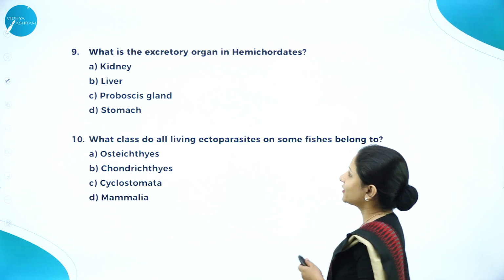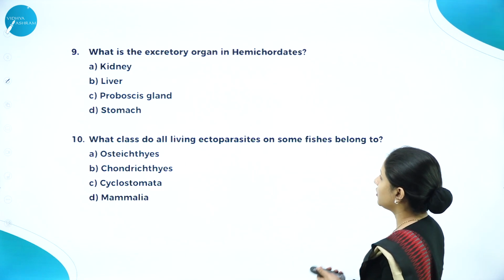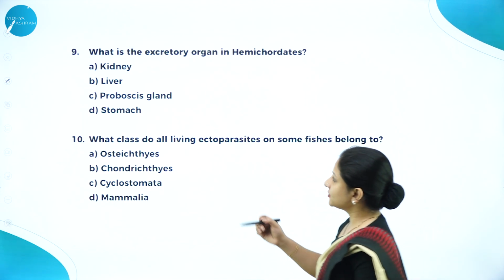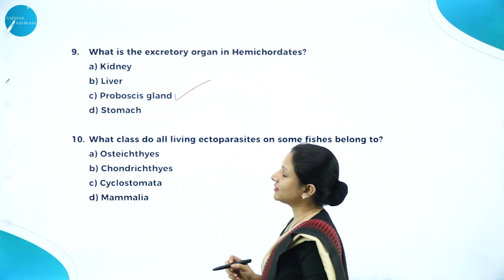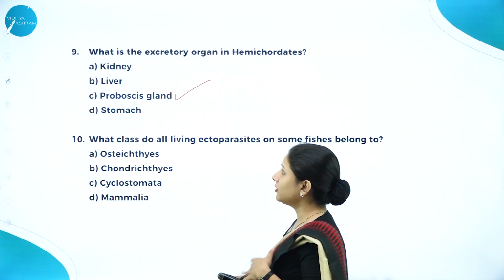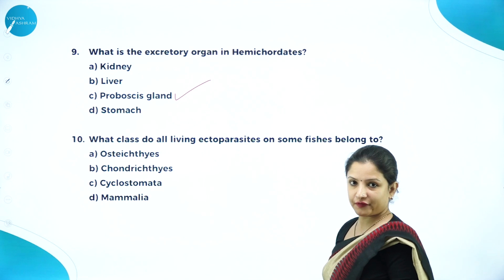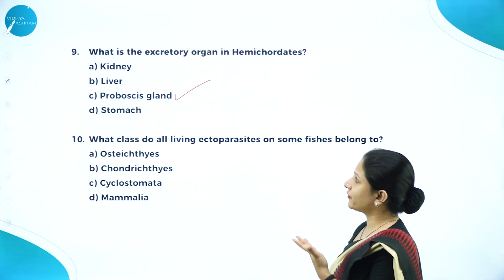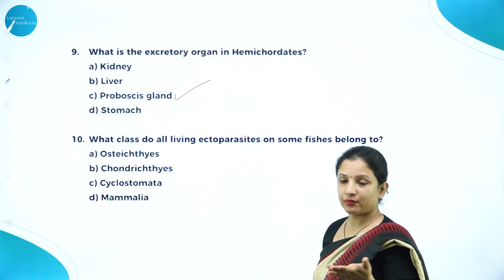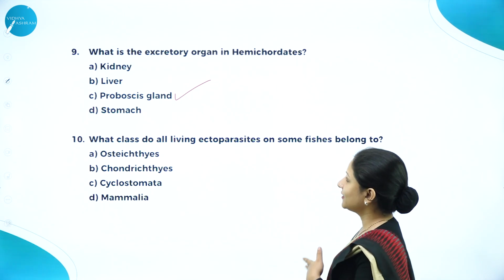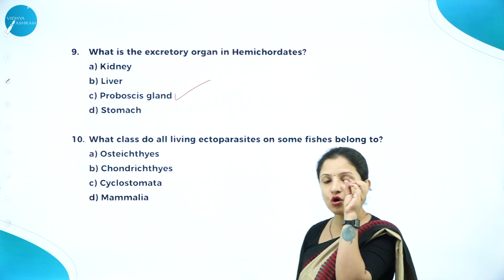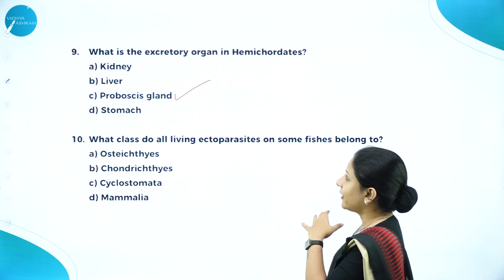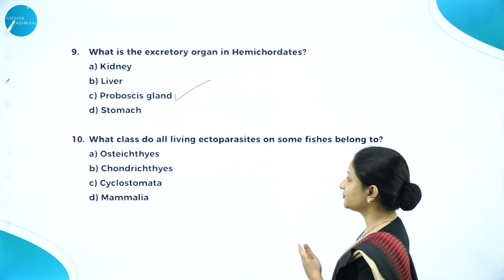Next question. What is the excretory organ in hemichordates? Is it kidney, liver, proboscis gland, or stomach? It is proboscis gland, because kidney is the excretory organ in mammals. The liver does not participate in excretion but in bile production, and you don't find a liver in hemichordates. That is one important point. Stomach, no. Instead they have a proboscis gland, small grape-like structures situated in the trunk part, which helps in the process of excretion. So it is proboscis gland.